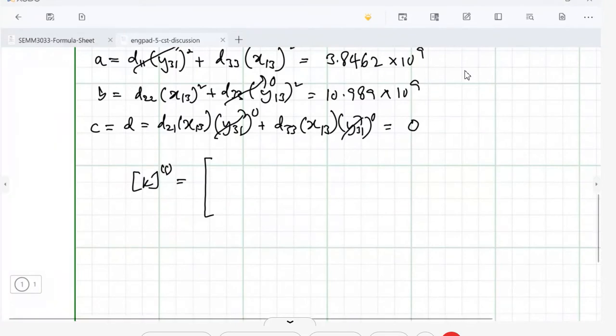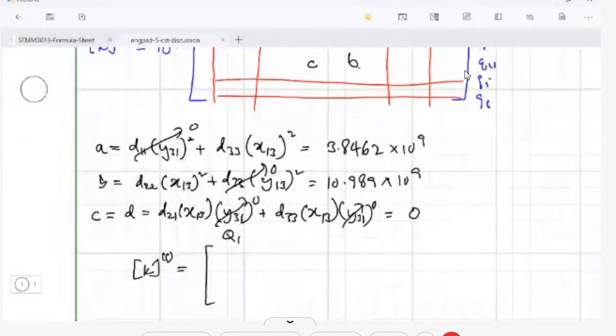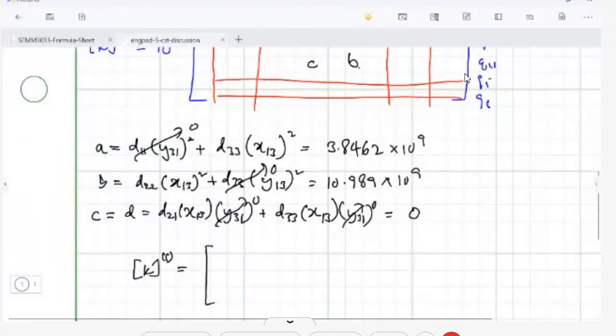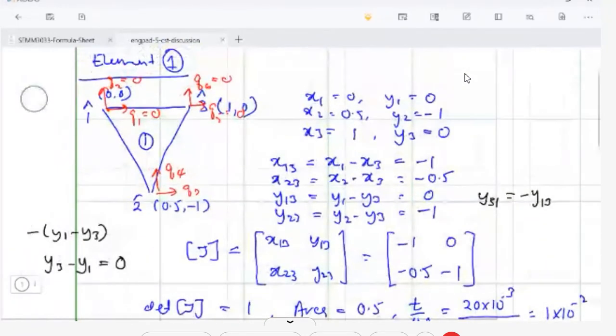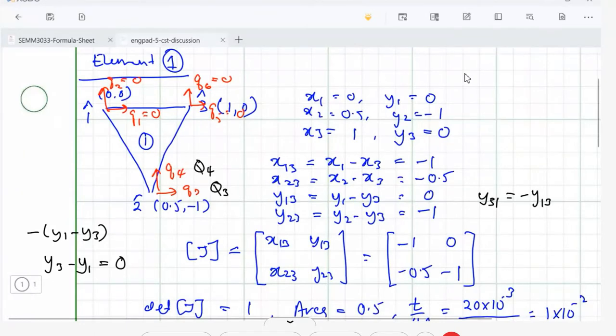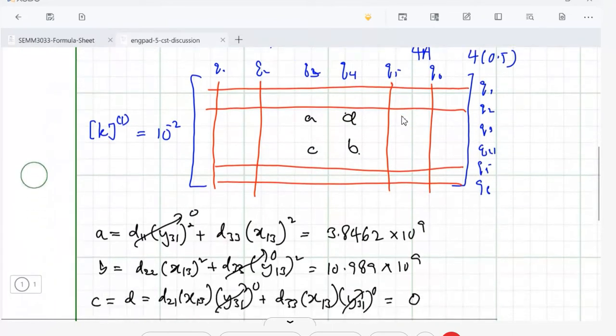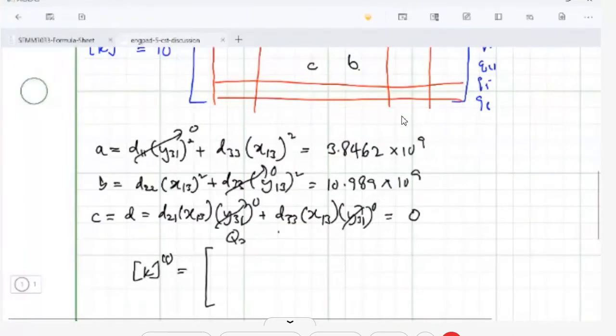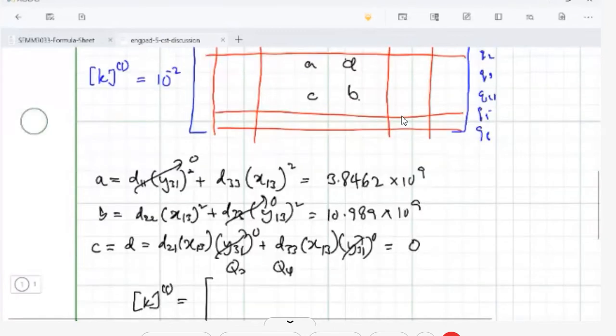So in this case, this is our Q3 and our Q4 based on our nodal connectivity table. Small q is for local, which is element based. Capital Q is for the global coordinate system. So now what we have is only Q3 and Q4, because these are the only 2 degrees of freedom that we have for our element number 1.